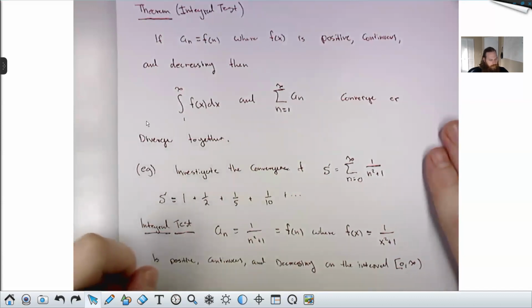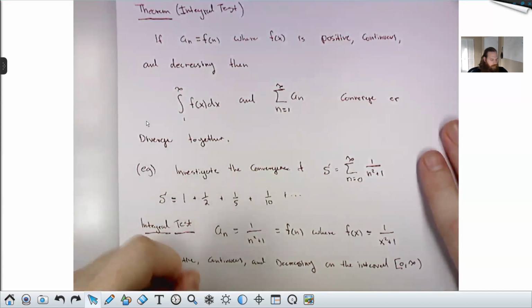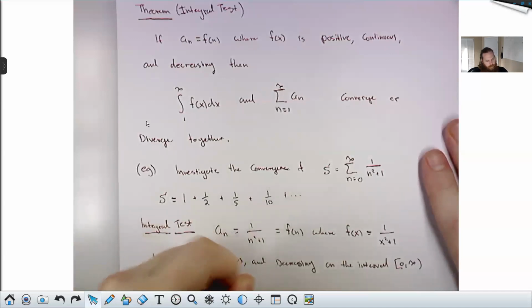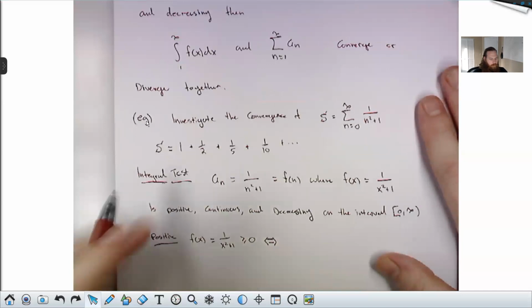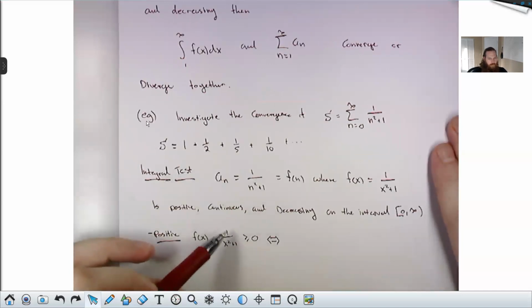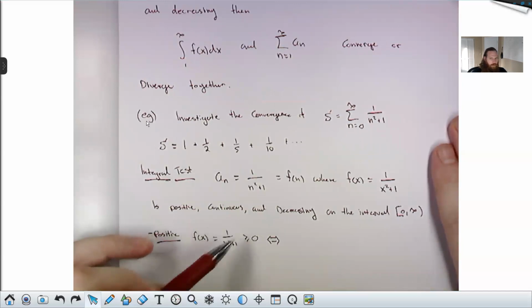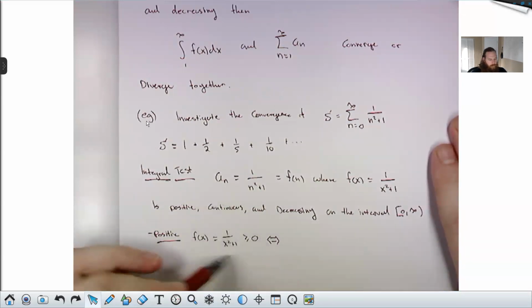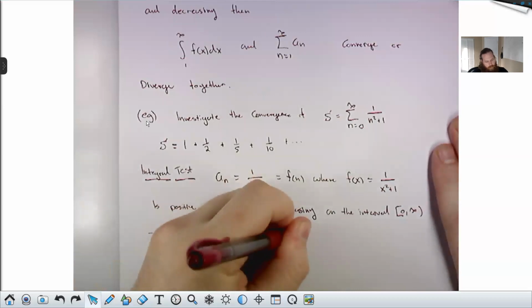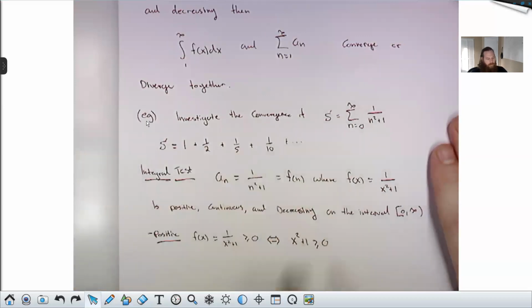Okay, so positive. Is f of x positive? Well, f of x is 1 over x squared plus 1. This would be greater than or equal to 0 if and only if, let's see, the top, sorry, let me bring this up. The top is certainly always greater than or equal to 0. So this would be true if and only if the bottom is positive. I mean, a fraction is positive if the top and bottom have the same sign, either both positive or both negative. Here, the top is always positive. So this thing will be greater than 0 if the bottom is greater than 0. But this is always true.